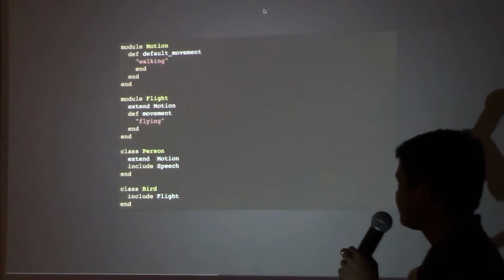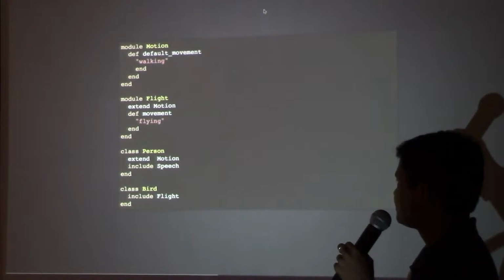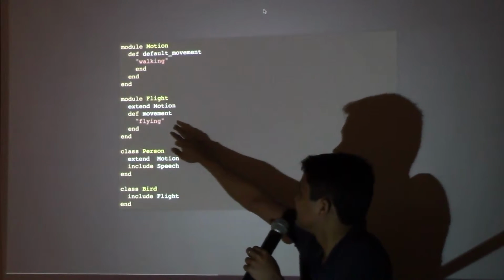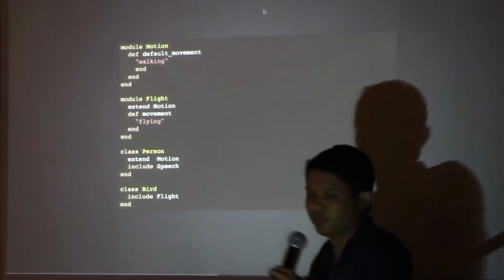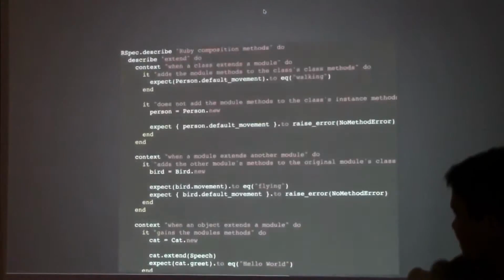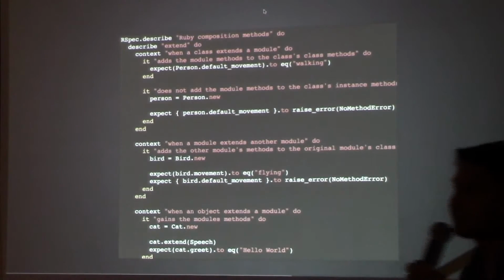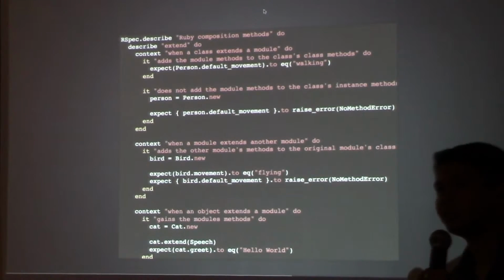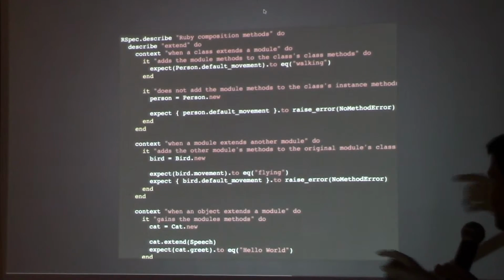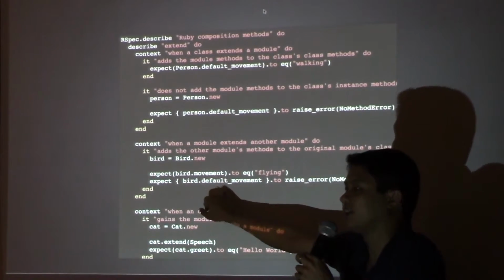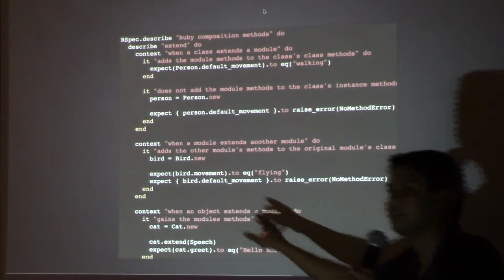Bird includes Flight, so that's why it got the movement method. So if you go to the next, bird.default_movement also raises an error for the same reason. It's the Bird object, the bird instance, that did not get this when its class extended Motion.